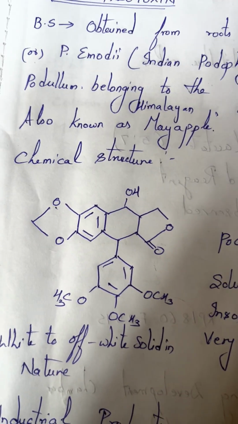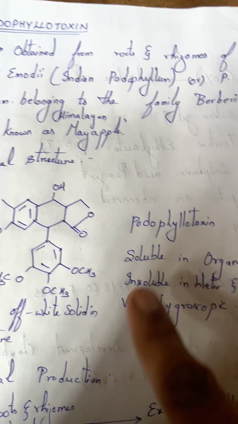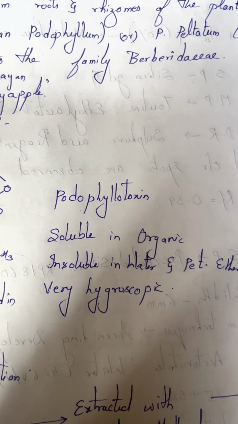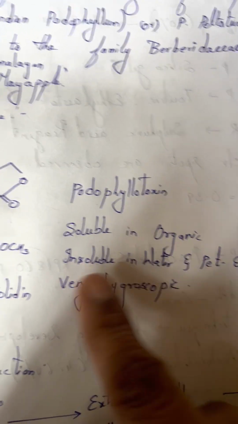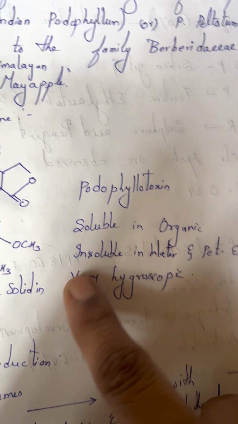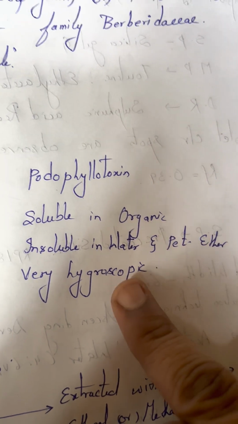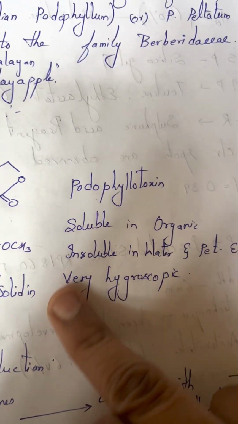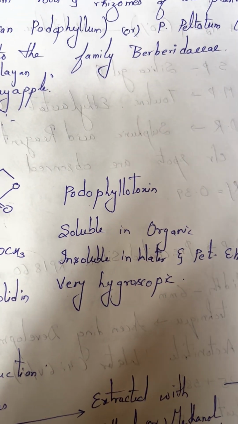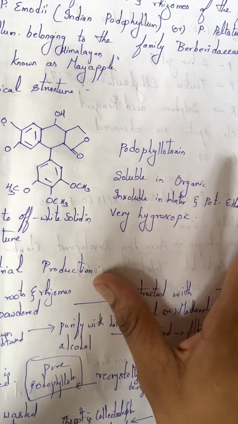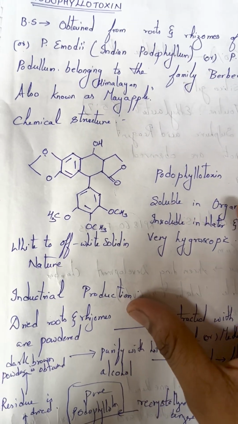Okay, so when we go for the chemical nature of podophyllotoxin, it is soluble in organic solvents like ethanol, benzene, acetone, all those organic solvents, whereas it is insoluble in water or petroleum ether. It is very hygroscopic, so when exposed to the atmosphere, it converts into liquid form. That's why it has to be stored in tight, airtight containers.